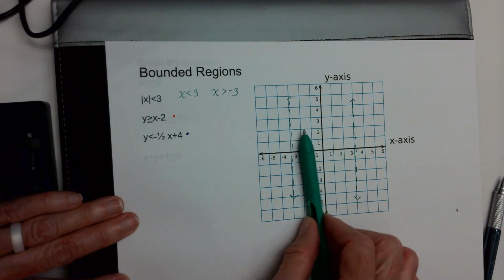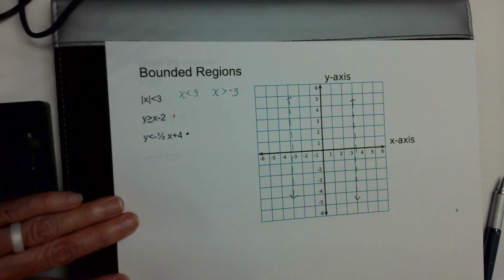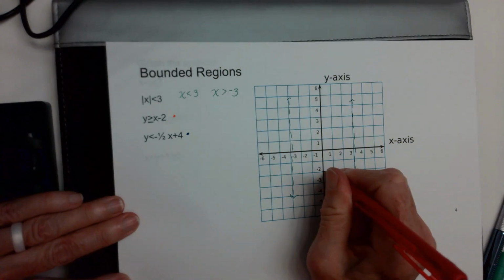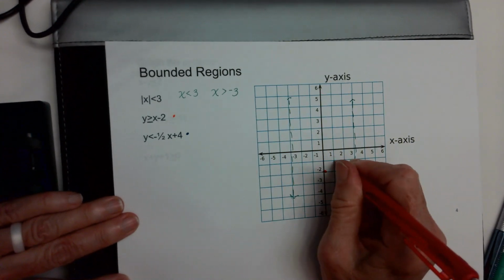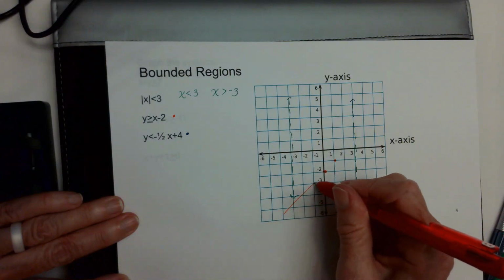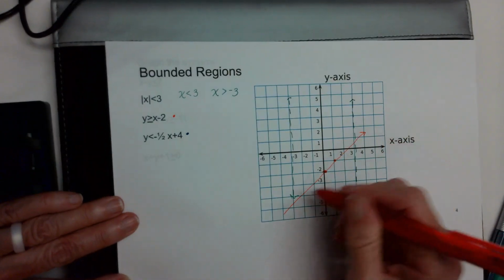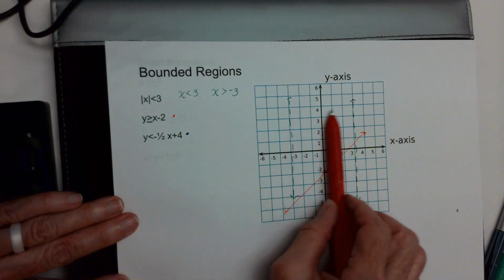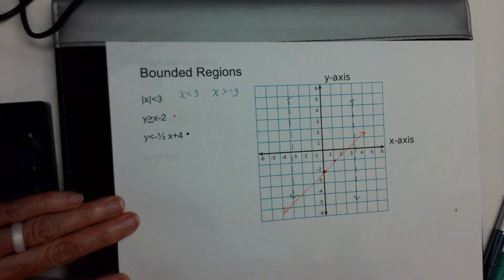So right now we're talking about this area right here. So I'm going to go on and graph my other 2. I go down 2. Then I'm going to go up 1 and over 1. It is a solid line. And right now it would be above that line. So right now I've got all of that space right there.